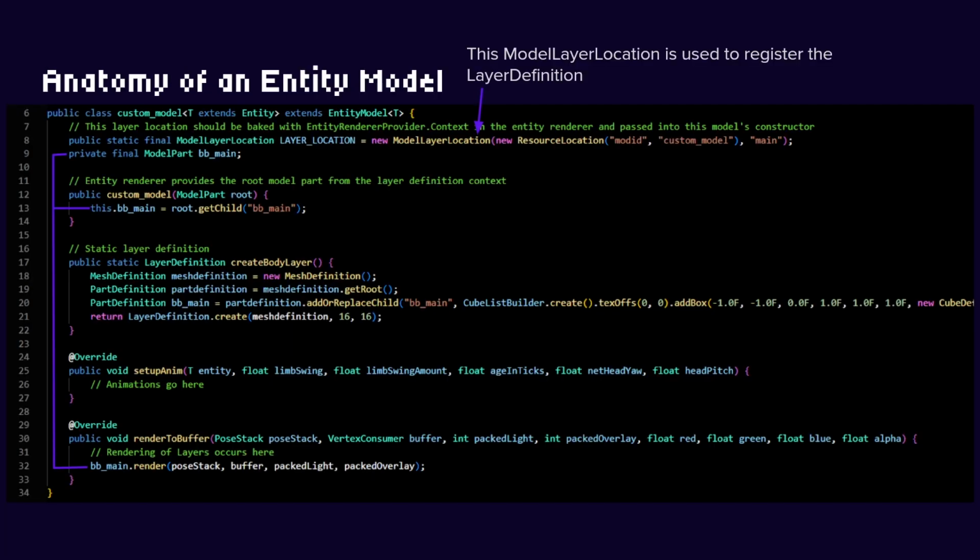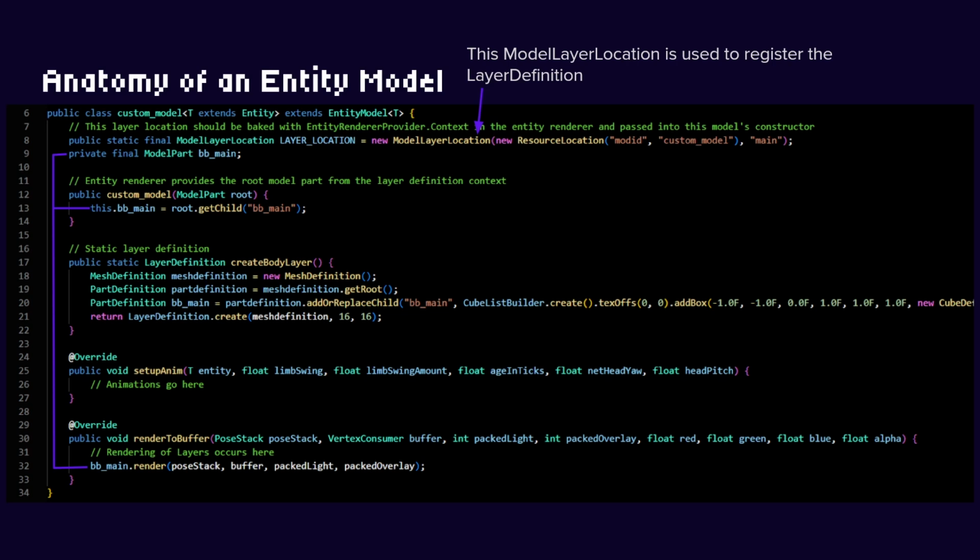So this is what an entity model looks like on the inside. You have a class that extends entity model. At the very top there, it describes a model layer location, which I'll go into later, but that's very important. It's used to register the layer definition. That can actually be stored anywhere, but Blockbench likes to put them in there for you.